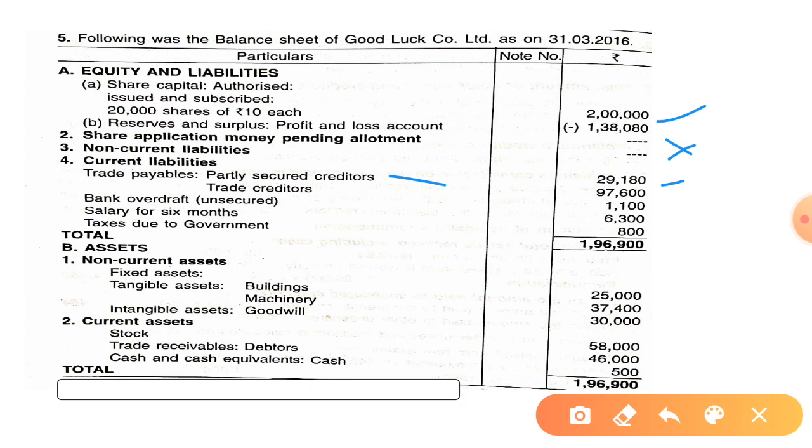So usually trade creditors are considered as unsecured creditors. Okay, always remember this. Bank overdraft they have given, it is unsecured. Then salary for 6 months they have given. So there is some provision regarding the outstanding salary in the case of winding up. Taxes due to government. So at the time of winding up, what we are supposed to do? So usually this taxes due to government is considered as preferential. Then assets, fixed assets, in that building they have given machinery, goodwill. Current assets, stock, debtors, cash.